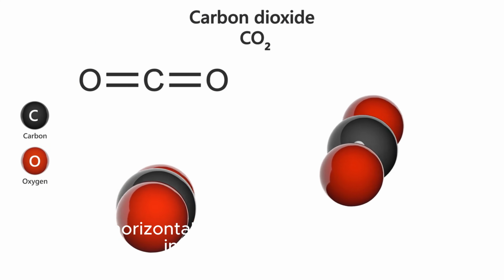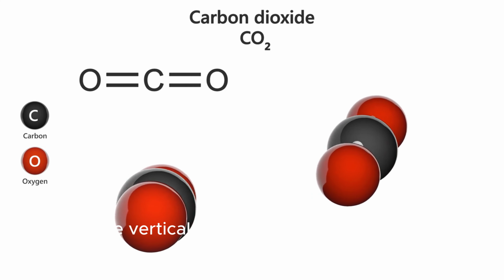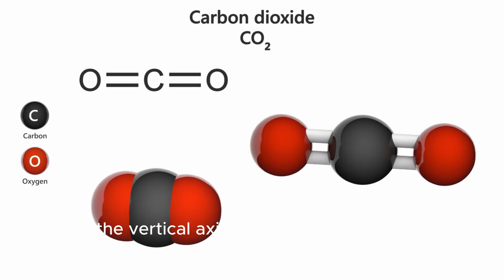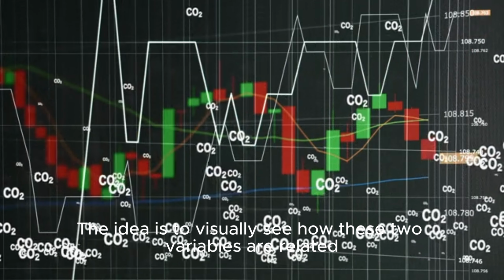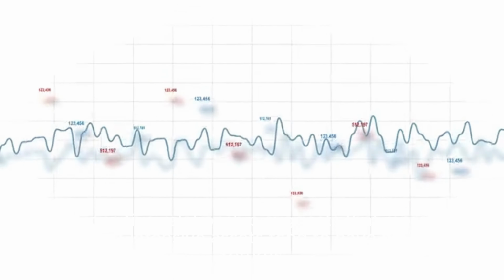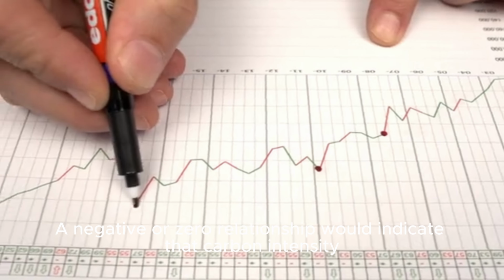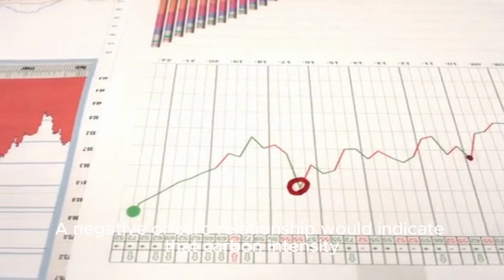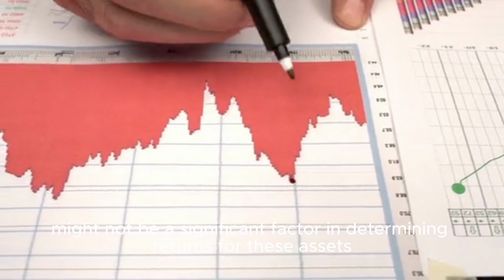Each point on the scatter plot represents a company or asset. The horizontal axis represents the carbon intensity of the asset, and the vertical axis represents the return on the asset. The idea is to visually see how these two variables are related. A positive relationship suggests that more carbon-intensive assets tend to have higher returns. A negative or zero relationship would indicate that carbon intensity might not be a significant factor in determining returns for these assets.